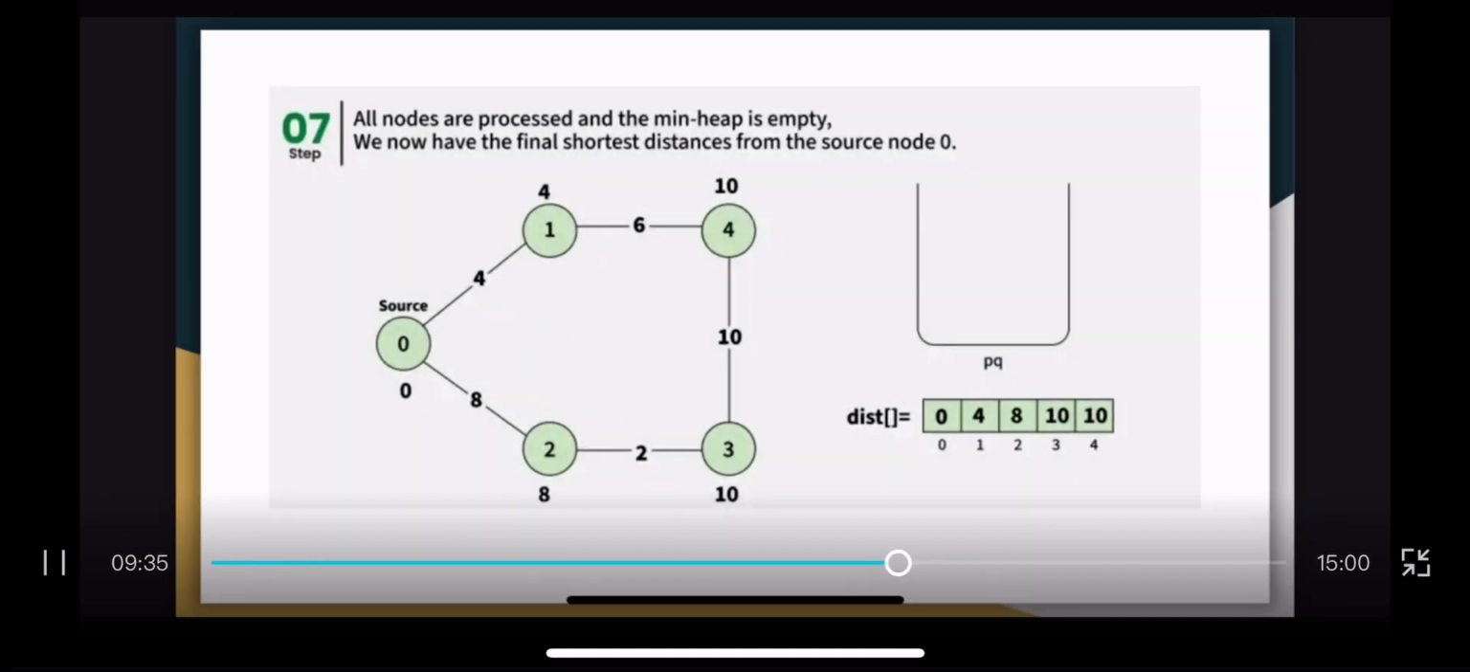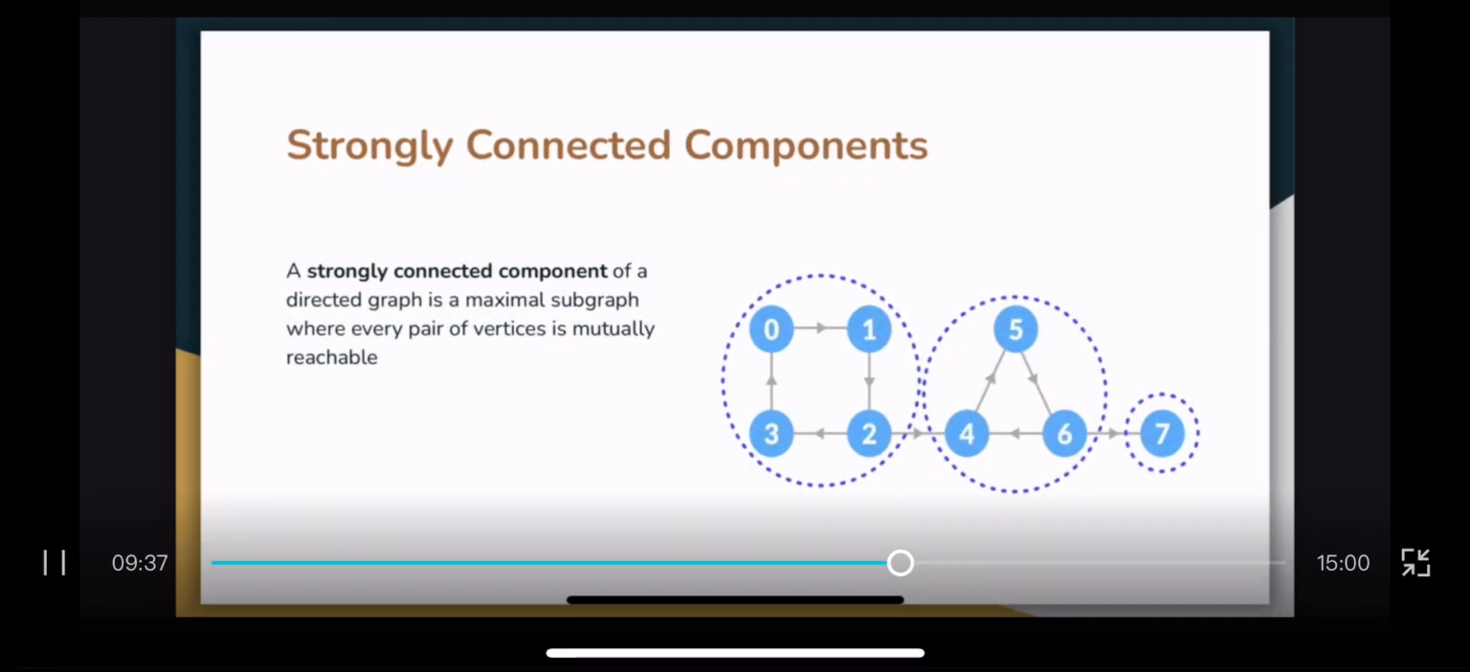Now let's try to understand another concept: finding the strongly connected components. One can ask what a strongly connected component is, and here I would say that it is a part of a directed graph where each pair of vertices is mutually reachable. And what does this mean? This means that for any two vertices U and V in the component, you can get from U to V and from V back to U by following the directed edges.